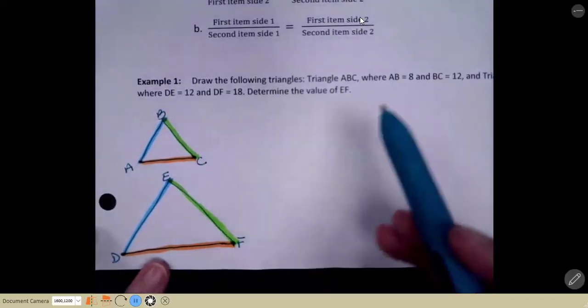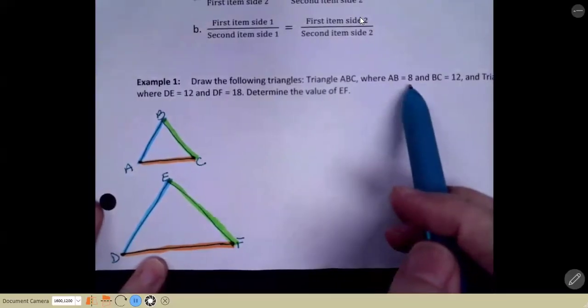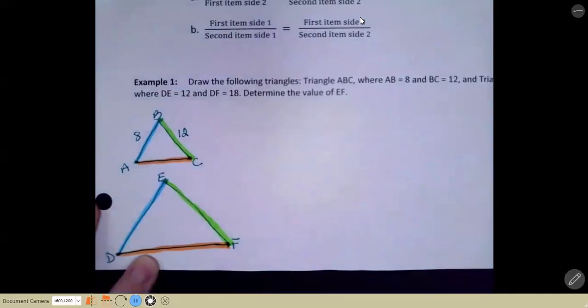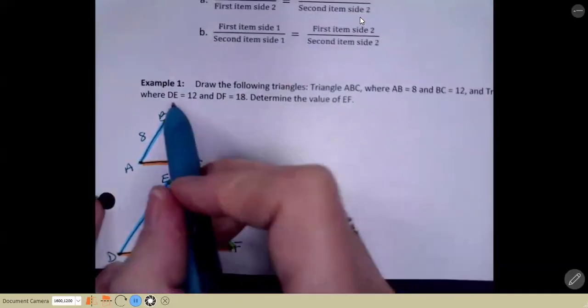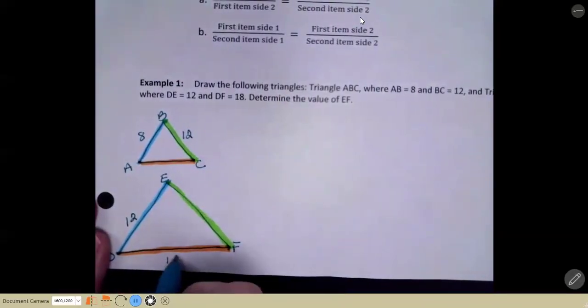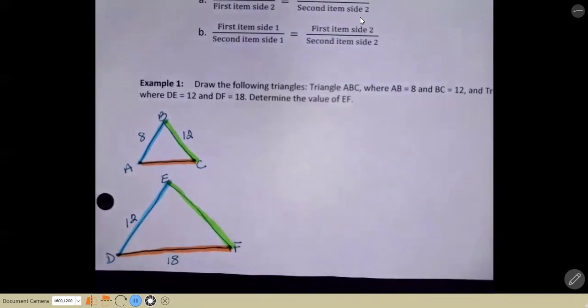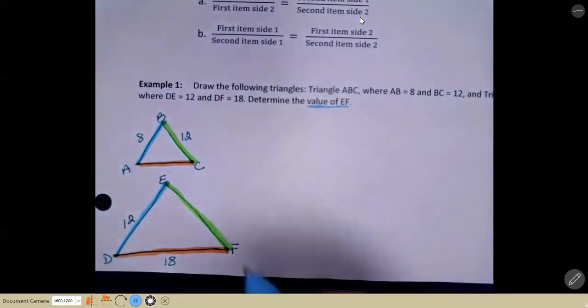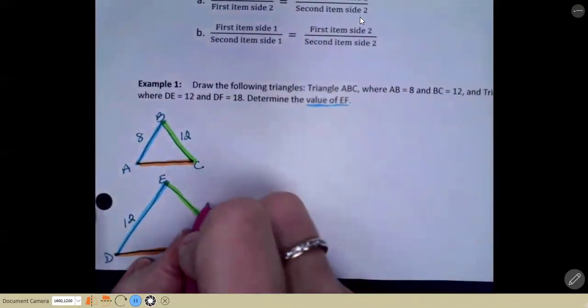Now, it tells us that AB is 8. So I'm going to put 8 right here. It tells me that BC is 12. It tells me that DE over here is 12. I need to change these numbers. And it tells me that DF is 18. And it wants me to find the value of EF. So EF is over here. I need to find this value right here.